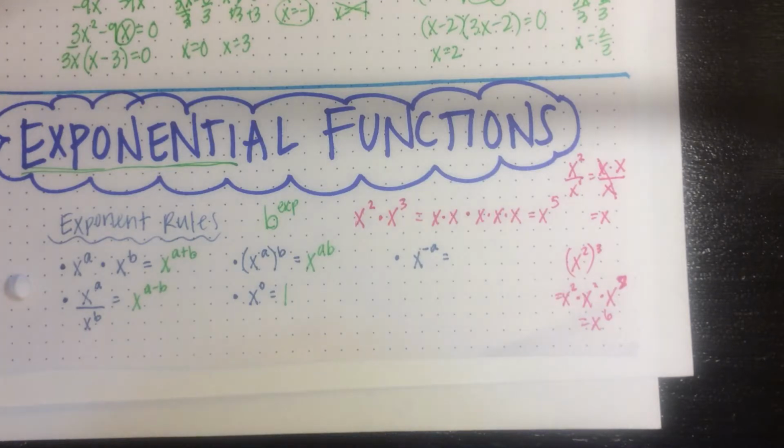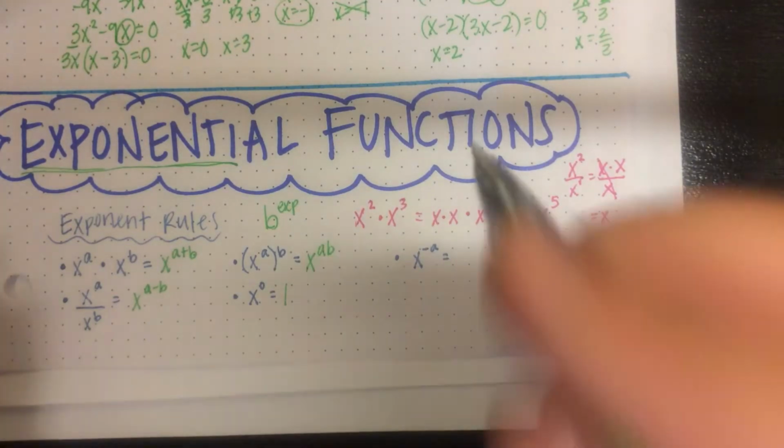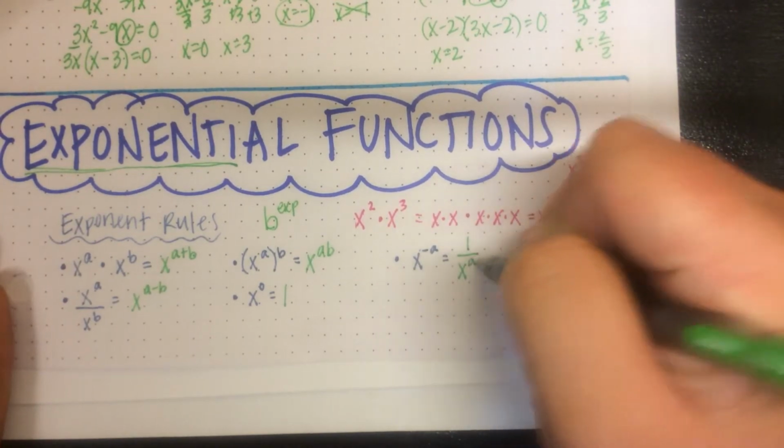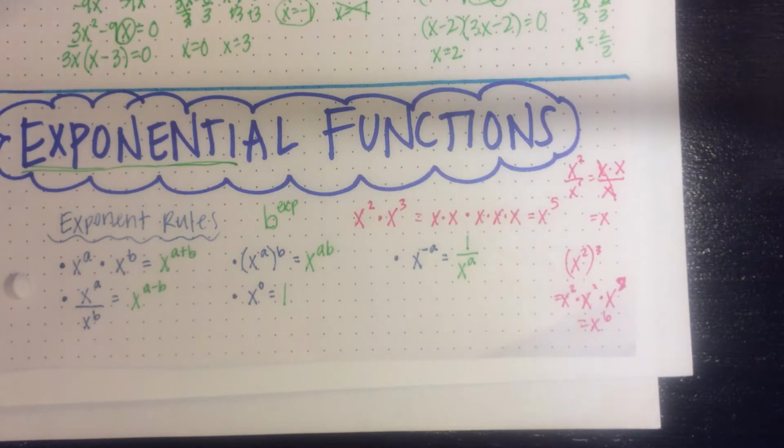Okay, and then the last one that we're going to focus on is if I have a negative exponent. It's bad math grammar to leave a negative exponent, so we're going to have to make it positive. To make it positive, you move it to the top or to the bottom. So for example, x to the negative a is the same as 1 over x to the positive a. But it works that way for anything.